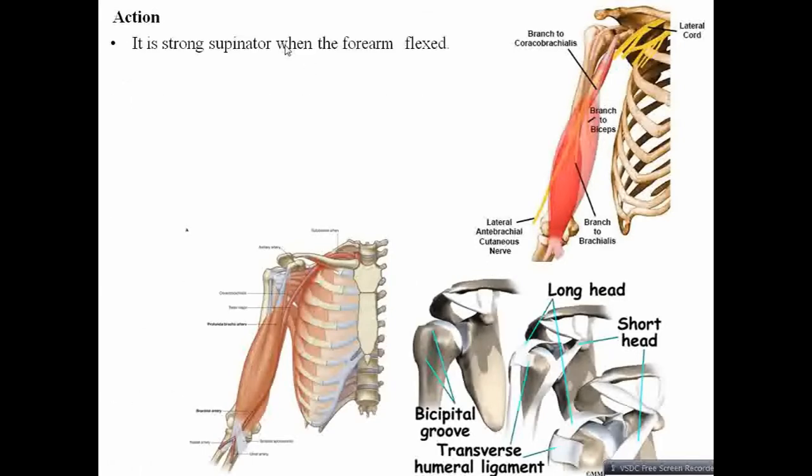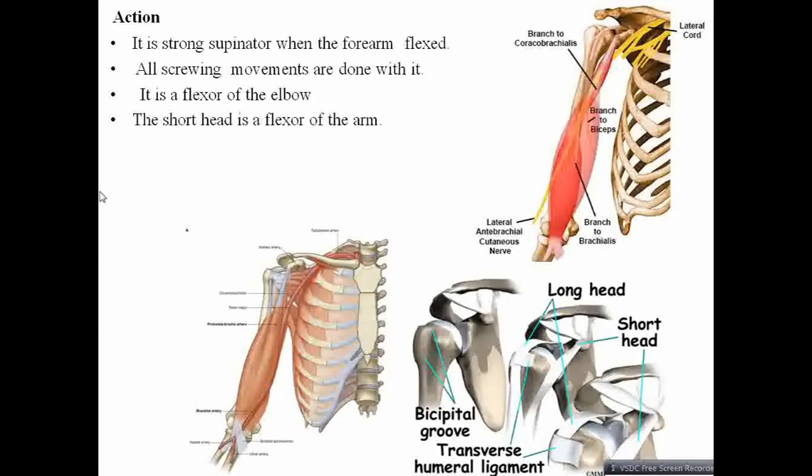Action: it is a strong supinator when the forearm is flexed. So when the forearm is in flexed position, it can cause supination. All screwing movements are done with this muscle, and it is a flexor of the elbow. It can flex the elbow because it is passing anterior to the elbow joint. The short head is a flexor of the arm. Short head is crossing the shoulder joint anteriorly, so it can also cause flexion of the shoulder.